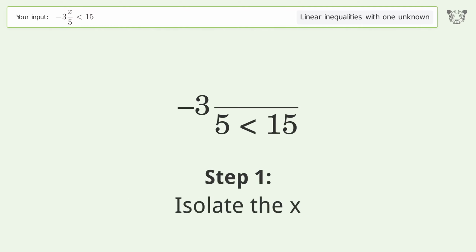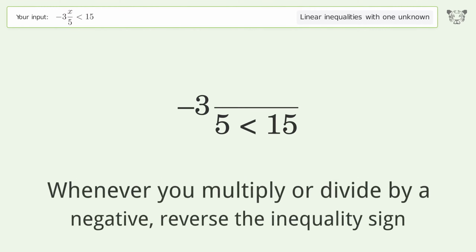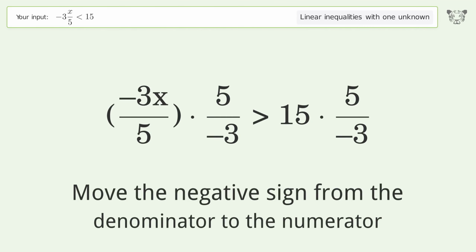Isolate the x. Multiply both sides by the inverse fraction 5 over -3. Whenever you multiply or divide by a negative, reverse the inequality sign. Move the negative sign from the denominator to the numerator.